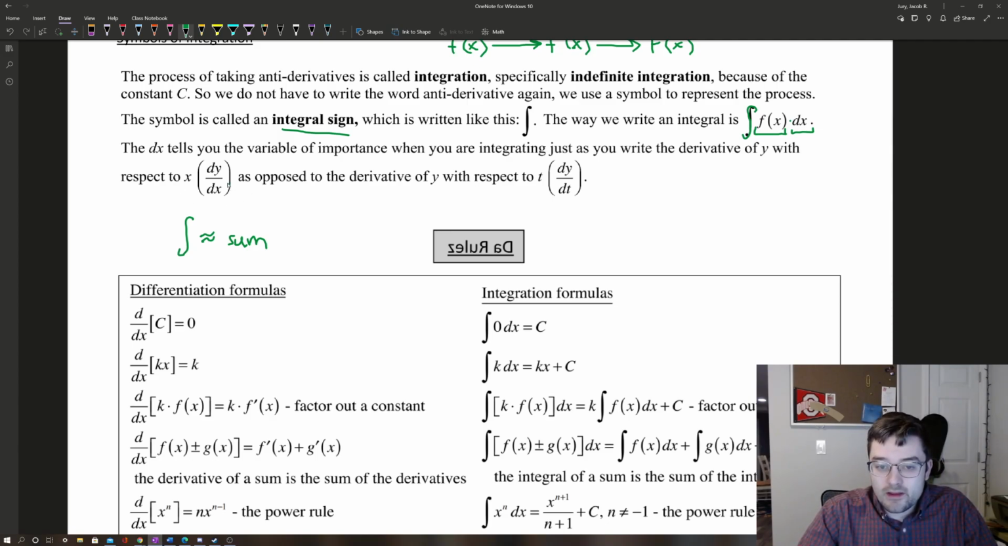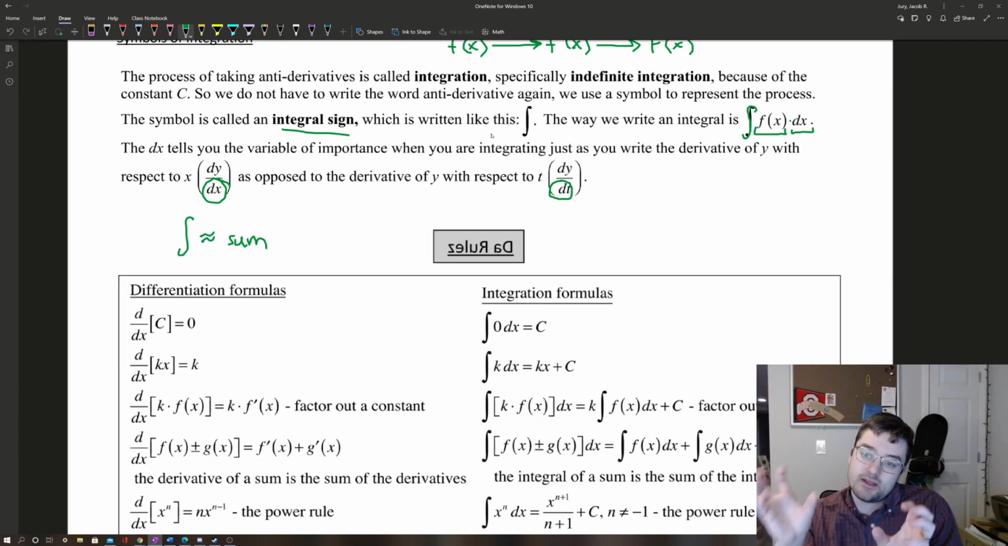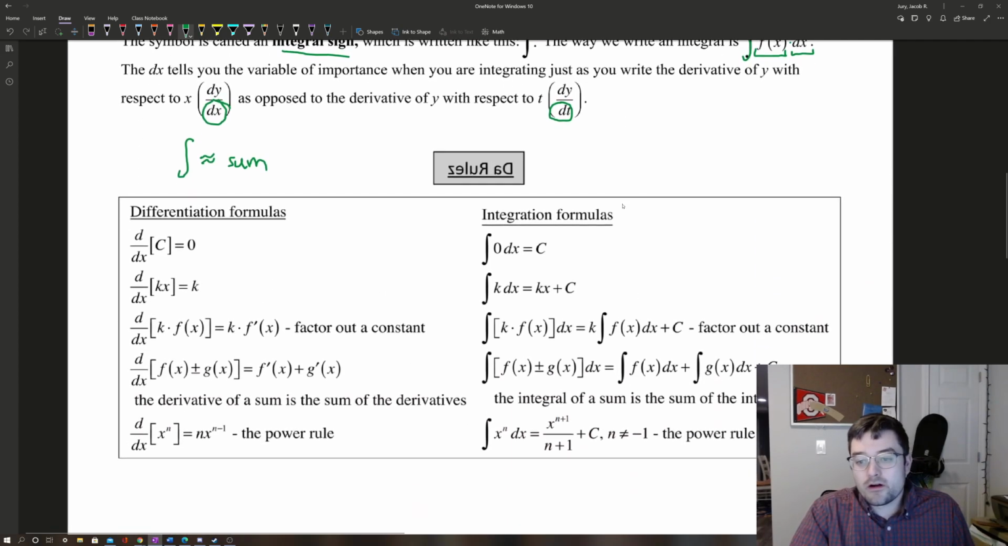So it was like our dx or our dt when we were taking the derivative or the integral with respect to those variables. So when we apply the integral operation to any function, that integral sign and that dx are going to follow each other around as the appropriate notation for our symbols.